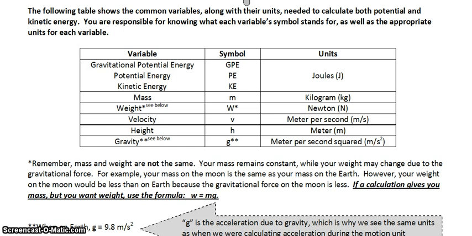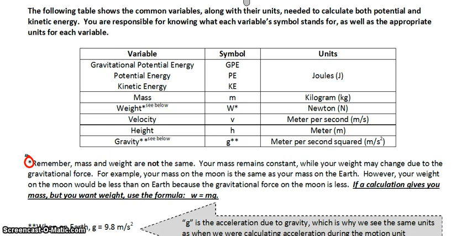We saw newtons before, when we were talking about forces. A weight is a type of force, so it's going to have the same units, newtons or N. Now, if you look at the little star, it says see below. Remember, right here, mass and weight are not the same thing. I know sometimes people like to use them interchangeably, but technically in the world of physics, mass and weight are two different entities. Your mass remains constant, while your weight may change due to gravitational force.